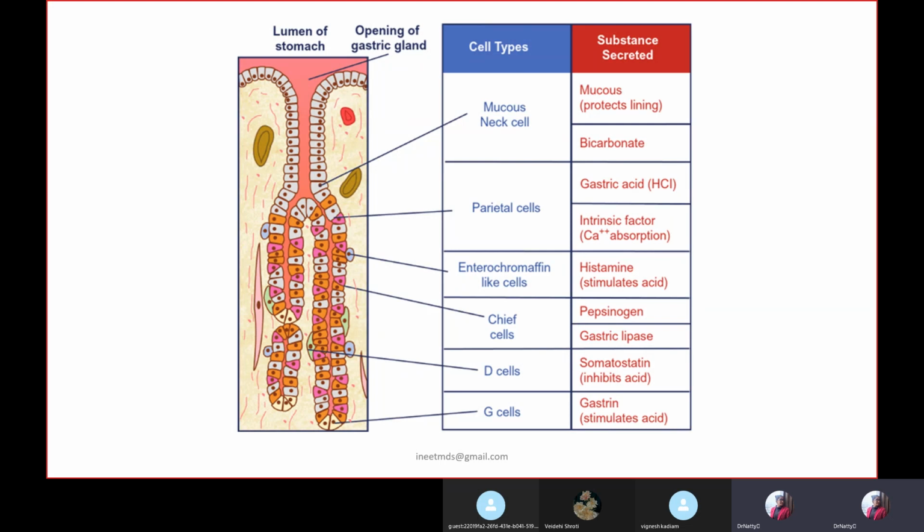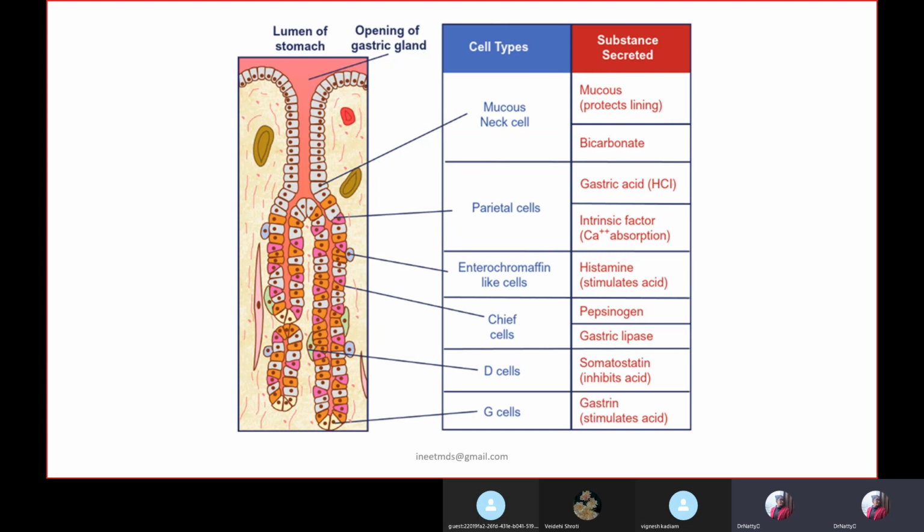Next, the parietal cells. They secrete gastric acid, hydrochloric acid, and also intrinsic factor. The extrinsic factor is calcium; intrinsic factor is secreted by the parietal cell. It will help in absorption of calcium. Then you have the enterochromaffin-like cell, which secretes histamine, and this histamine stimulates the secretion of acid. Then we have chief cells, which secrete pepsinogen and gastric lipase.